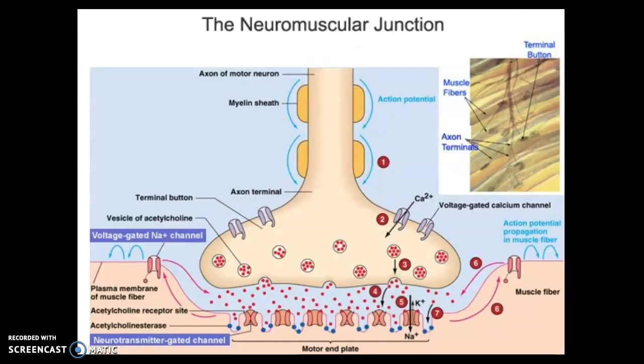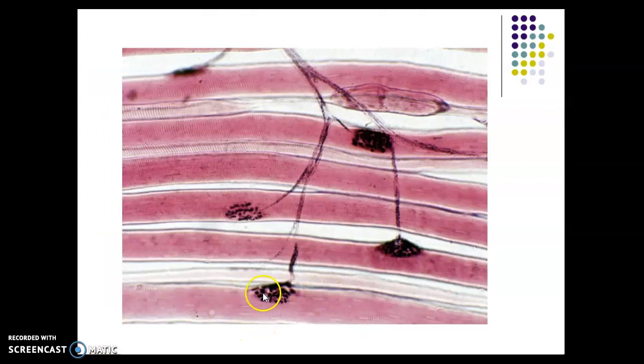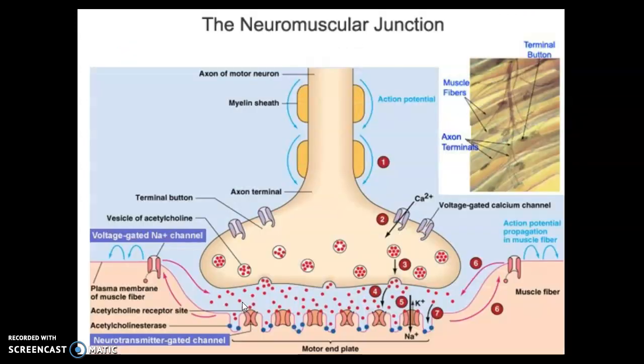So here we go. Taking this right here and right here, this is a version of that right here. So this is the neuromuscular junction. This is where the axon terminal and the sarcolemma meet. Here we have the axon, and this is the axon terminal. And what this blue arrow is showing is that there's an action potential being sent down the axon.